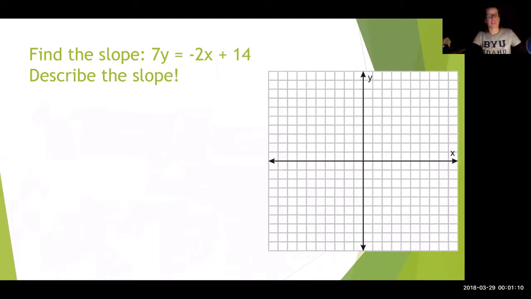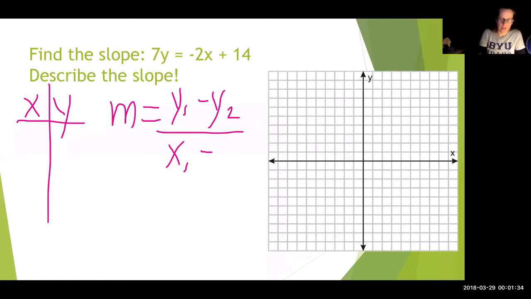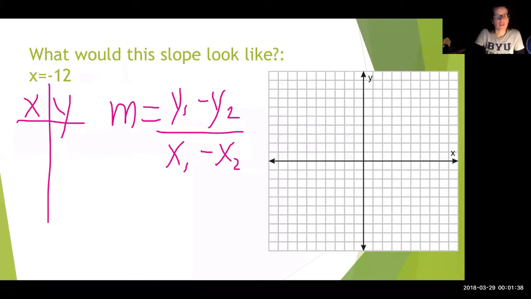Find the slope and describe the slope. Okay, we already did that once. And I'm sure this is getting really long for you. So we're going to skip this one because it's just the same thing. You're going to do an xy table, and then you're going to use your slope formula: y1 minus y2 over x1 minus x2. Oh, it's Diego. Here's another one.